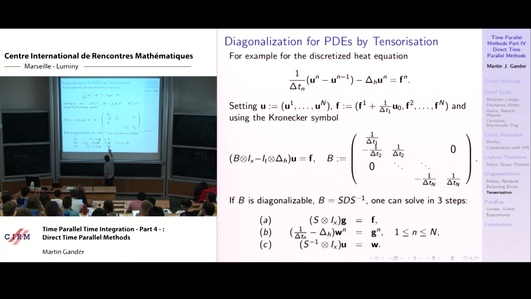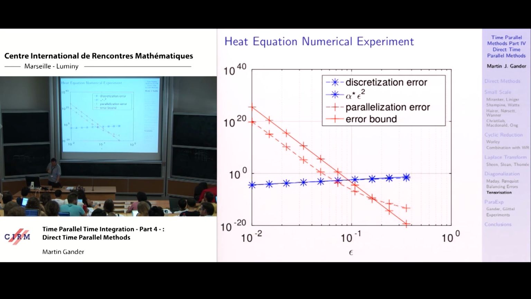And now I can do this diagonalization just on the time part in this Kronecker structure by doing an algorithm with 3 steps. And here in the middle, you get now as many Laplacians to solve as you did time steps. That's why it said tensorization in the title. So this can be used for systems provided they're linear. Here is an example.